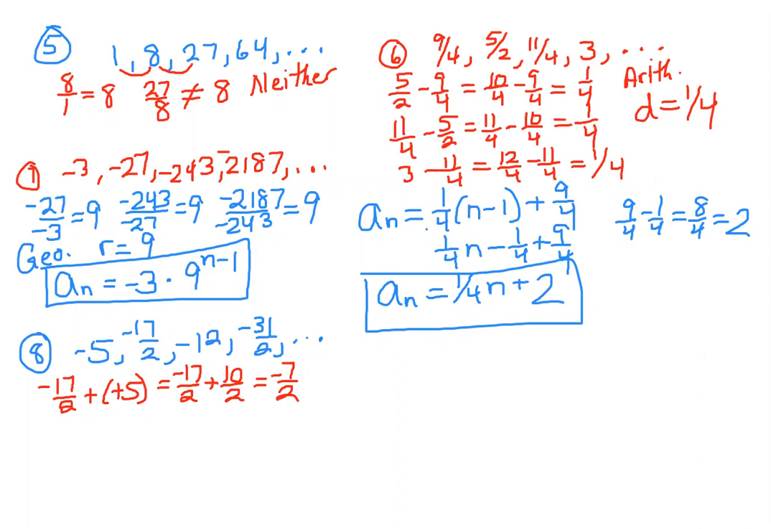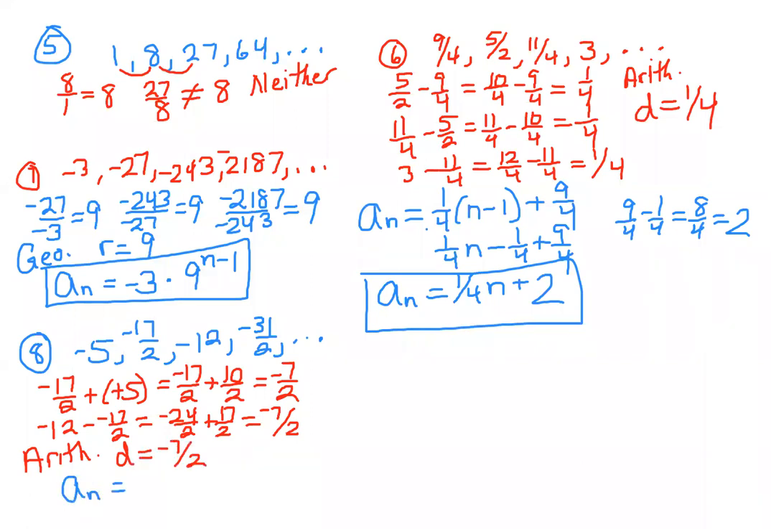And if I do -12 minus -17/2 and write the -12 as -24/2 plus 17/2, I get -7/2. And if you did the third one, you would get the same thing. This is arithmetic, and D equals -7/2. So to find our rule, we say D times n minus 1 plus A1.